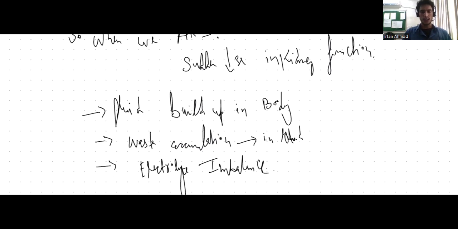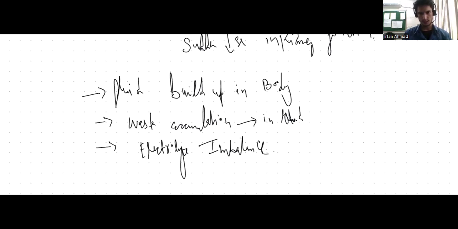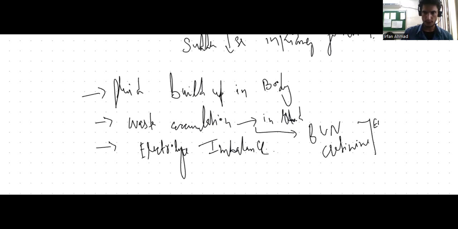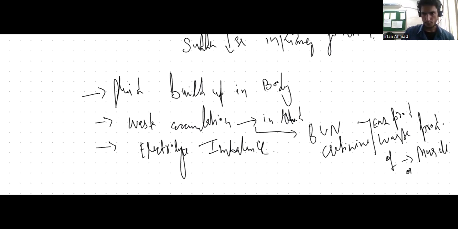So we said in the definition, a sudden decrease in kidney function. When that happens, there will be fluid buildup in the body, waste accumulation in blood, and electrolyte imbalance. Waste accumulation means blood urea nitrogen and creatinine, which are the end products, the waste products, of muscle and protein breakdown.